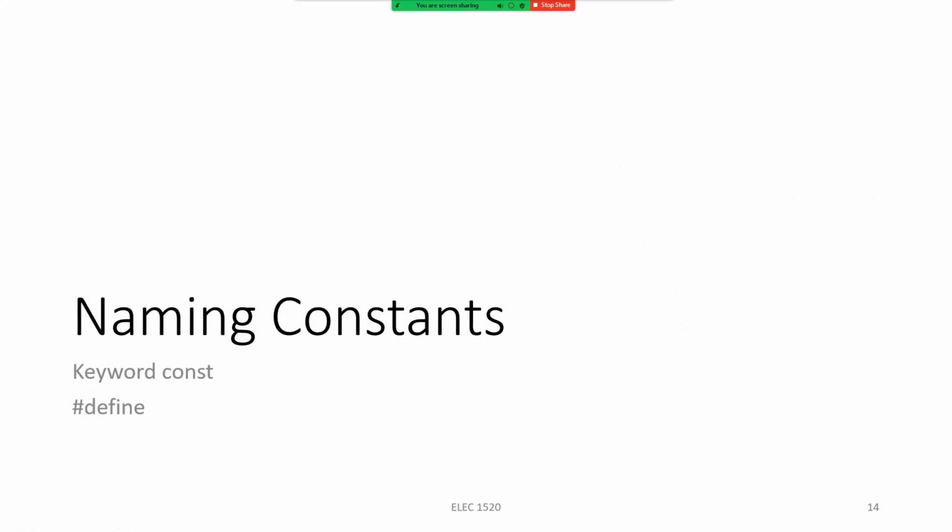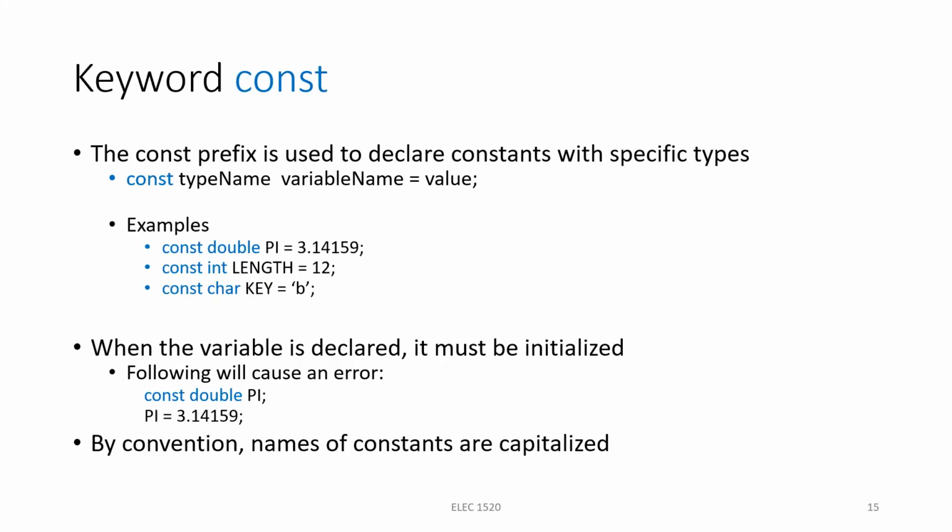All right, so naming constants. What we just saw were constant values. They were literals that we might write in our program, but we might want to use variable names or identifier names to name a constant. So a new keyword for us, const, for constant. This is a prefix that's used to declare a constant with a specific type. So we're going to say const, then the type name, that's your data type, then our variable name, and then we need to assign it a value.